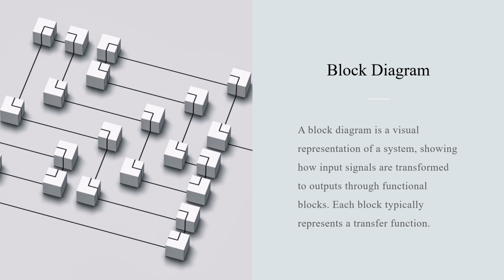If the system is very complex, we can't easily work with it. So many blocks can be reduced by using these block reduction techniques, and we can also make a simple block diagram.